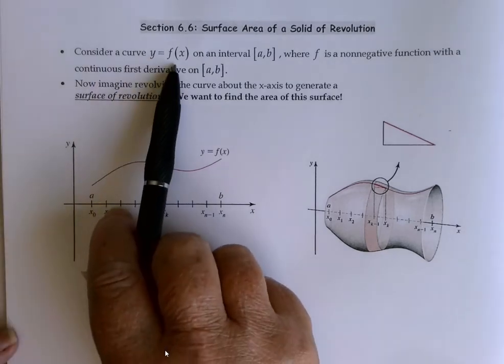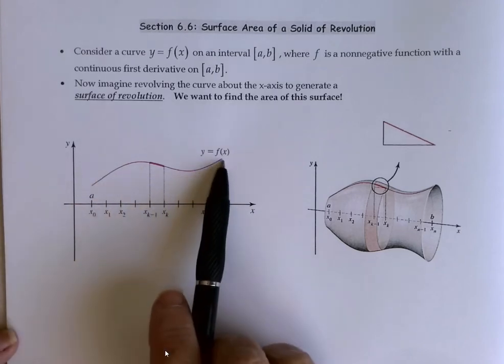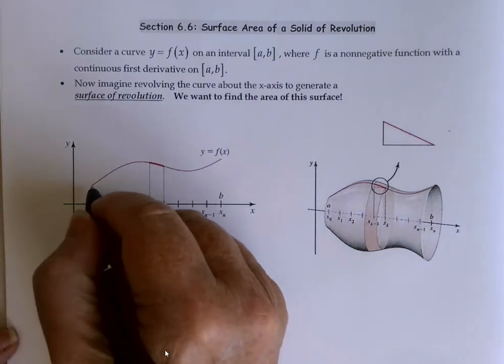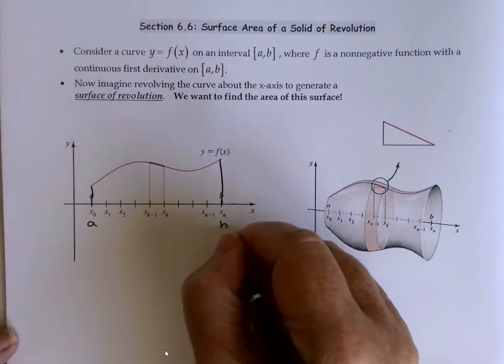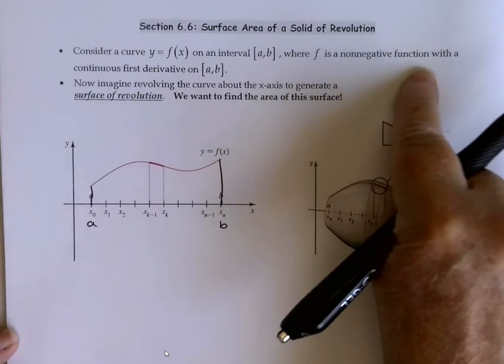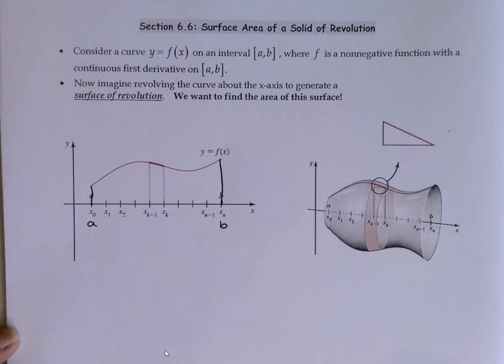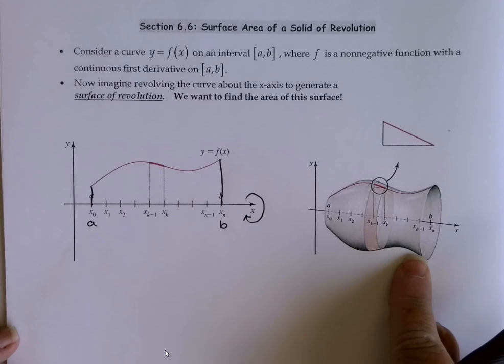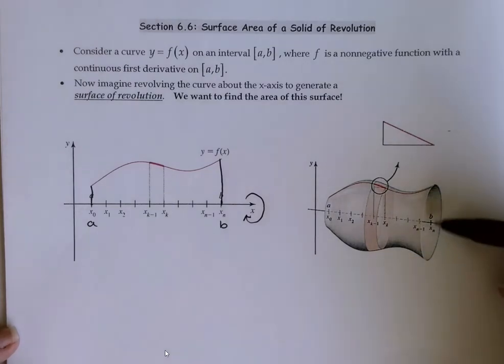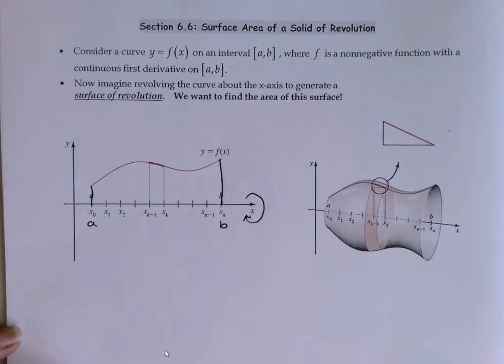So we'll start by considering our curve y equals f of x on some interval from a to b. Right? So we're starting here, stopping there, a and b. And f is just some non-negative function with continuous derivative. And we'll imagine revolving that curve around the x-axis to generate this surface of revolution. Notice that it's hollow. You can kind of see in the way they've drawn it. It's not a solid. It's just a surface this time. Our goal is to find the area of that surface.